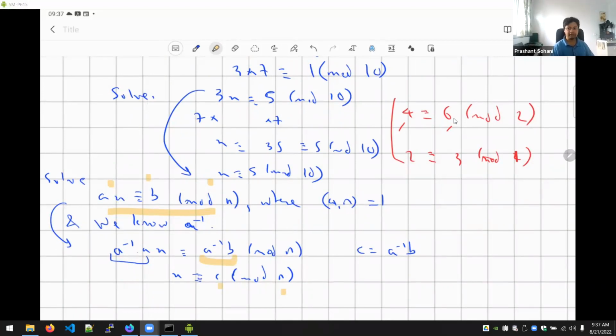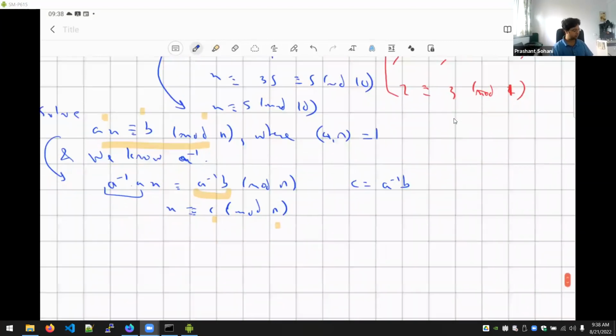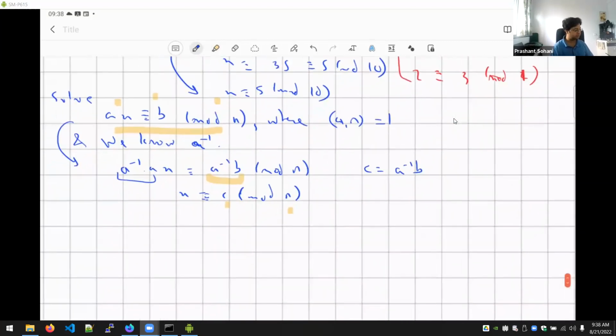And we can do this for every single equation. If you are solving multiple equations simultaneously, you can do this for every single equation. So let's say you are starting with two equations, a1, b1, n1, and a2, b2, n2. Both of them can be reduced in this way, and you get x congruent to c1 mod n1 and x congruent to c2 mod n2. So this is the new system that you are going to deal with.